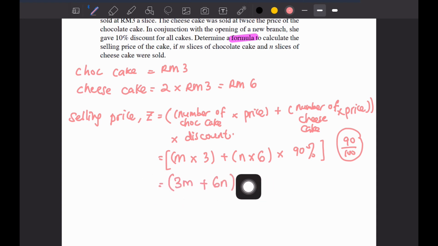Nanti contohlah kalau kita dah dapat bilangan. Contoh chocolate cake ada 5. M ni sebenarnya 5. So M ni kita tukarlah jadi 5. So 3 darab 5. Macam tu.